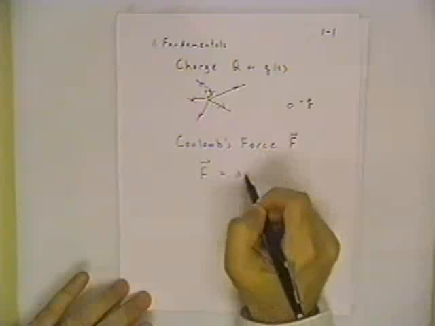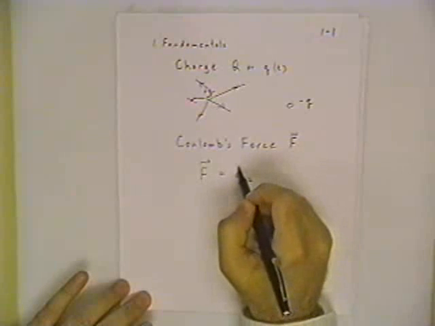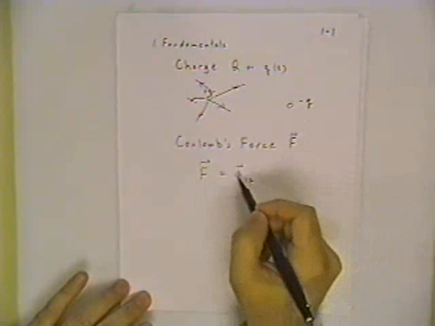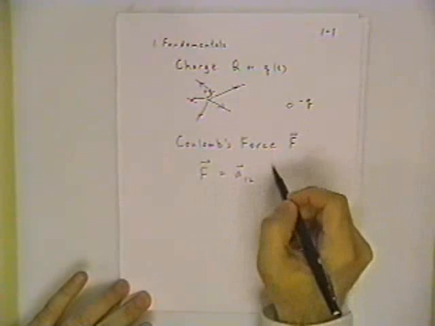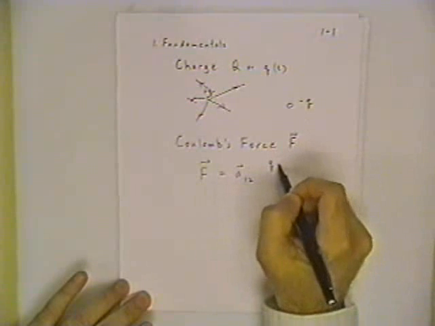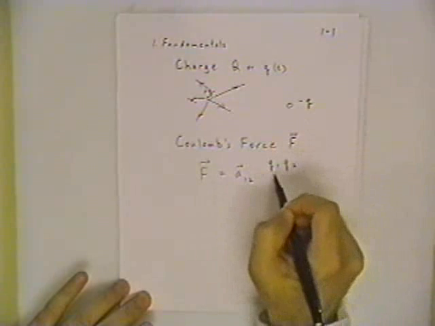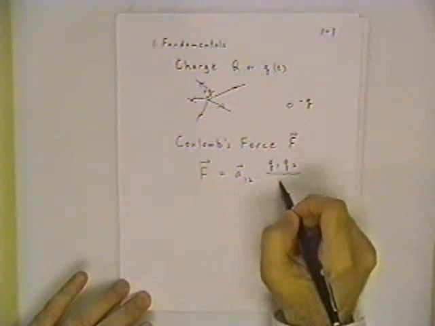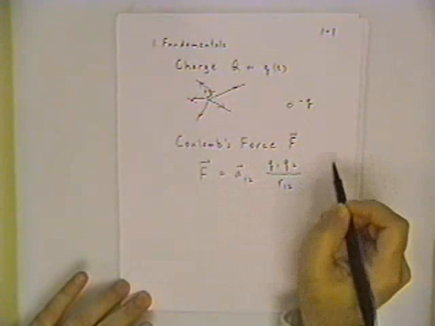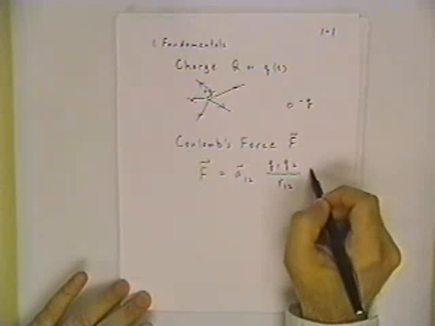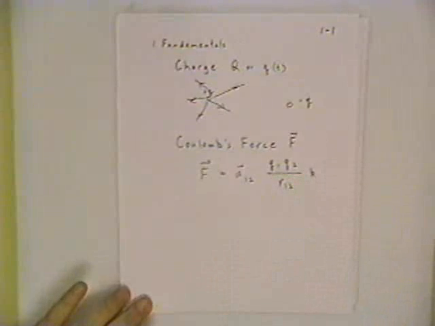that this is a vector force. It's a vector direction from charge 1 to charge 2. And then the magnitude of that is the product of the charges divided by the square of the separation between them. And there's a multiplication constant just to get the units right. It's alternately called K and K sub C for Coulomb.